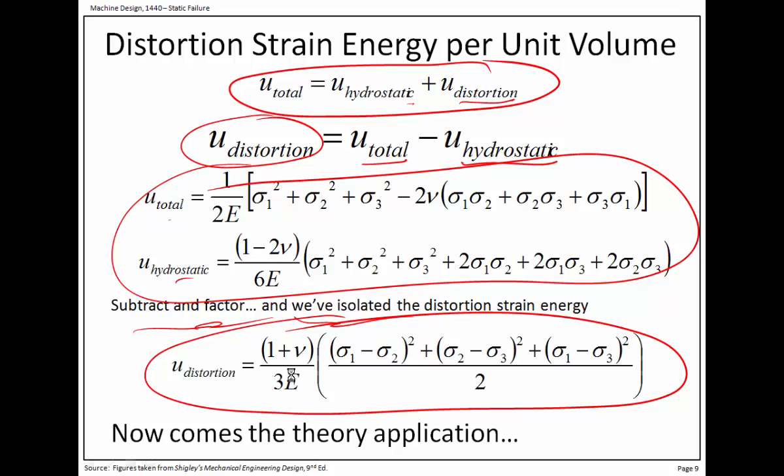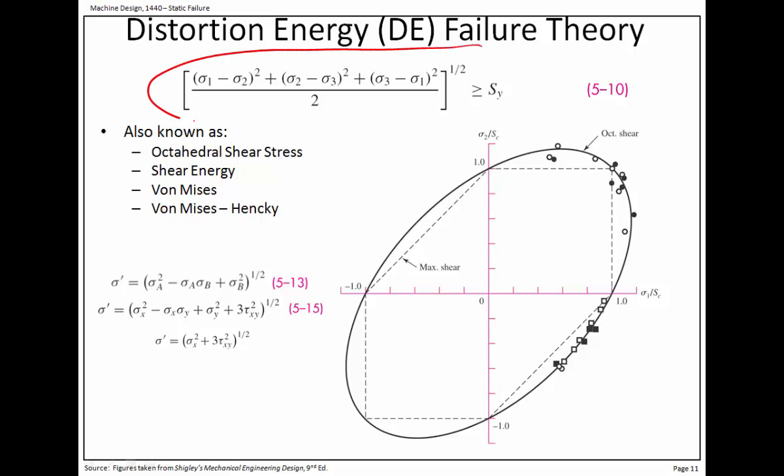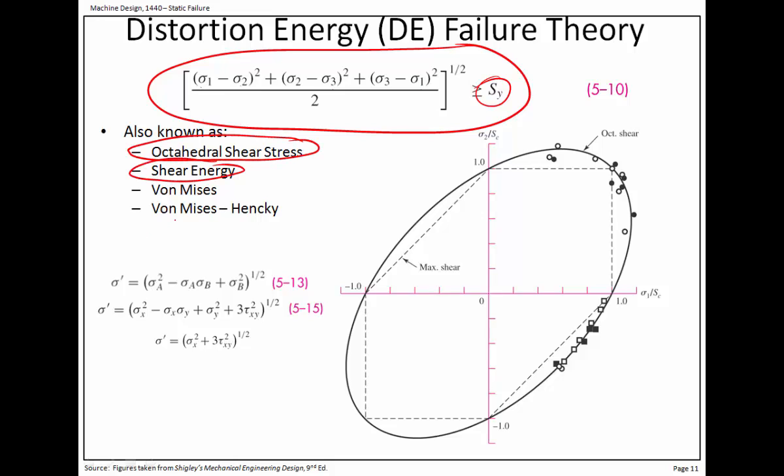So there's a little bit of math involved, but this one down here, when that equals this right here, that's when we predict failure. Doing a little bit more massaging, we say that here are the principal stresses all put together, and when that is greater than or equal to the yield strength, we're going to find failure. These are also, by the way, known as octahedral stress and shear energy theory, the von Mises, the von Mises-Hencky.